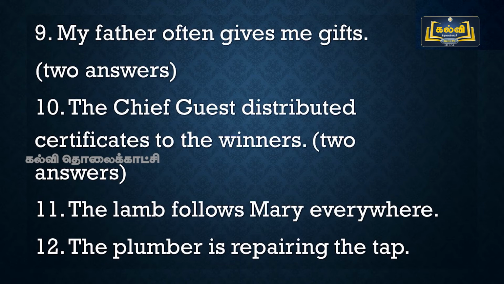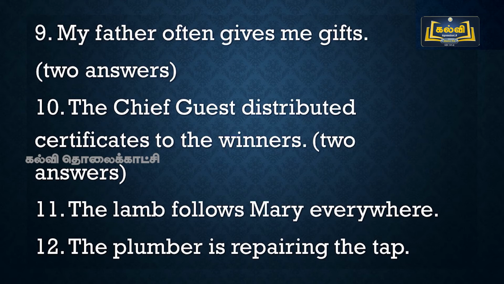So மறுபடியும் நமக்கு passiveல ரெண்டு ஆன்சர் வருது. So answer number 1 பார்க்கலாம். The chief guest distributed what? Certificates. So certificates distributed past tense. So நமக்கு வந்து passiveல were distributed வரும். Wereங்கிறது plural verb. So certificates were distributed to the winners. யாரால? By the chief guest. So this is answer number 1.